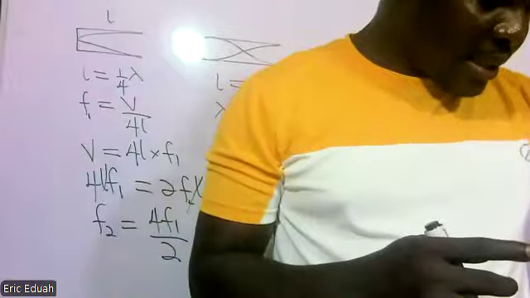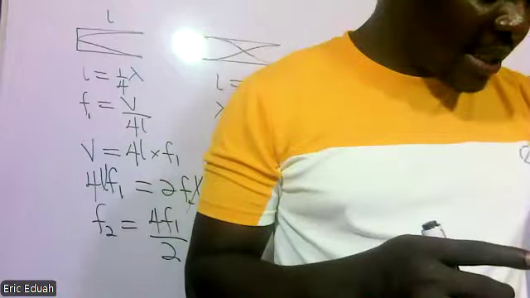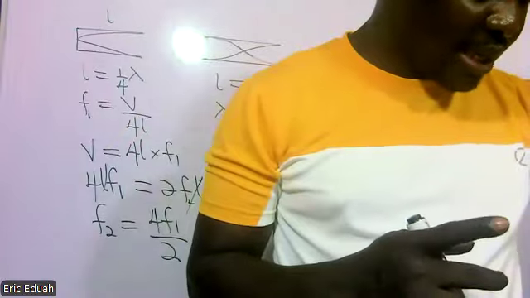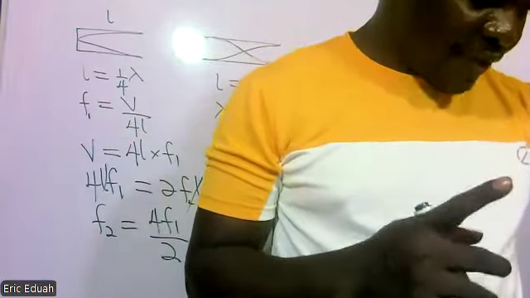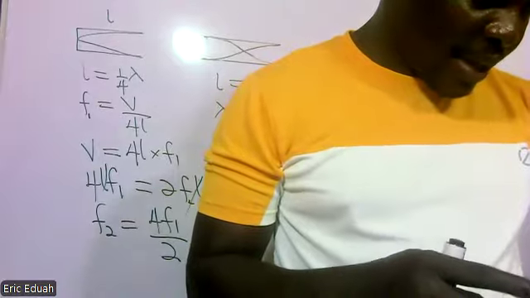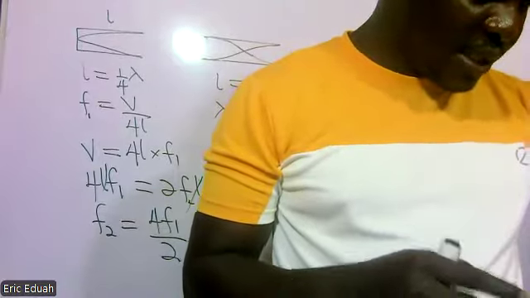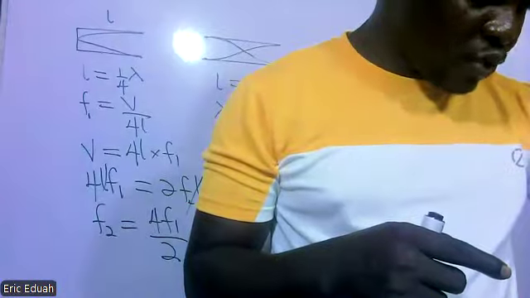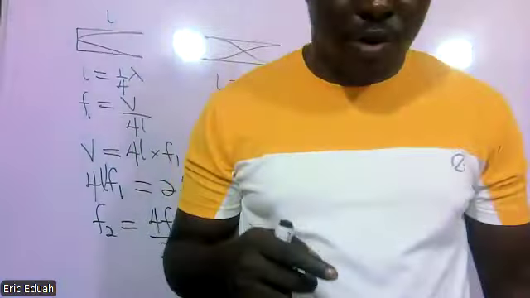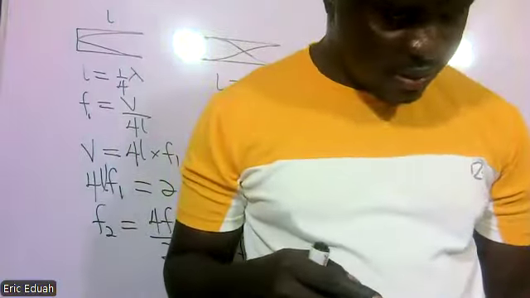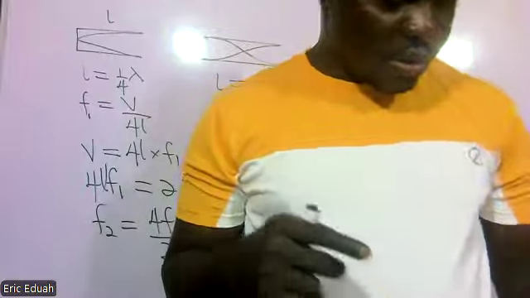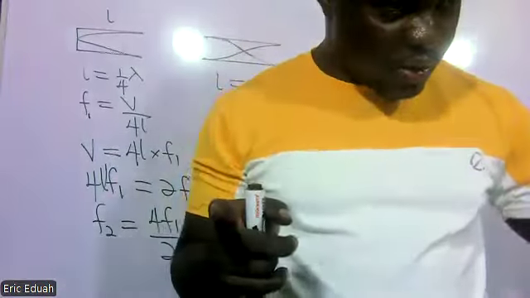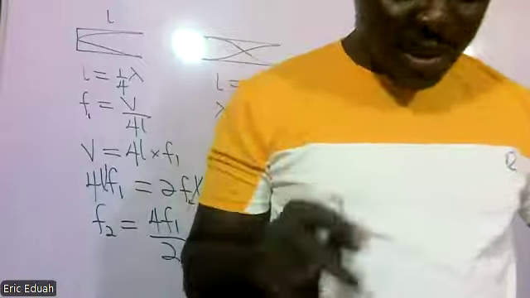B says it has twice the fundamental frequency of an open tube of the same length. The first overtone in a closed pipe has a frequency B, which is twice the fundamental frequency of an open tube of the same length. True or false? False. That is a true statement. So Gerard is saying it's a true statement. Ekuya also says it's a false statement.